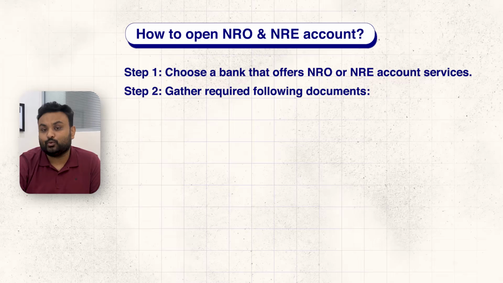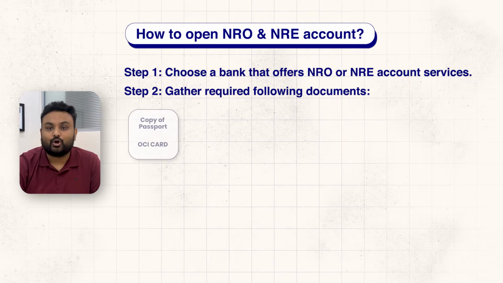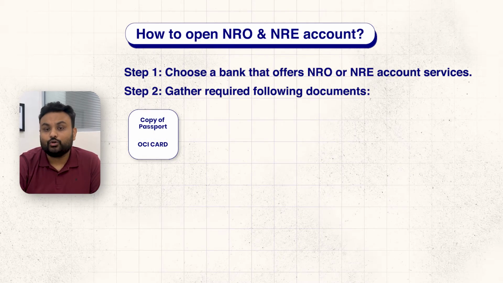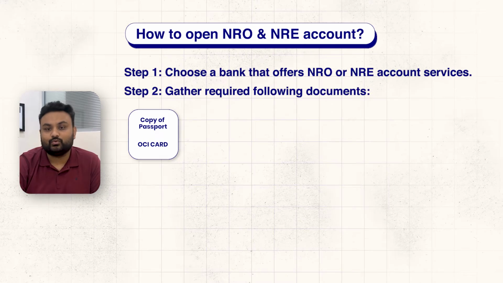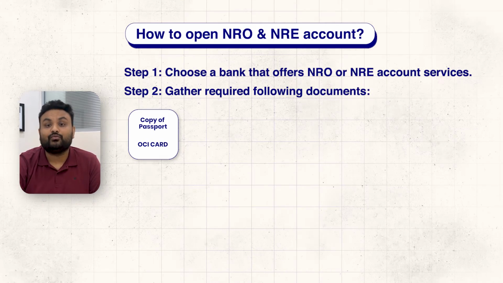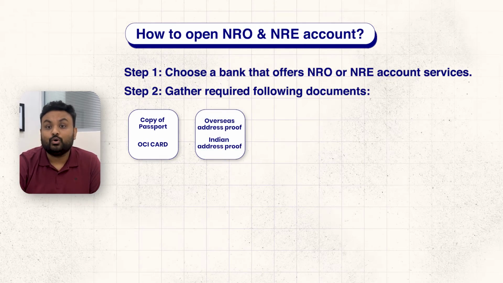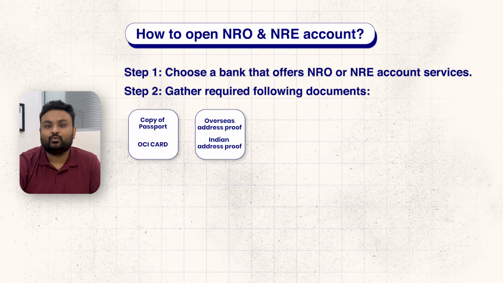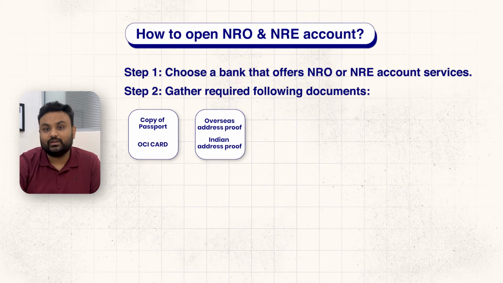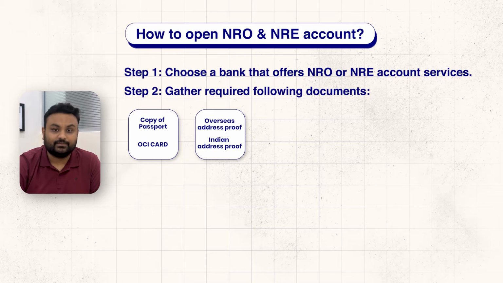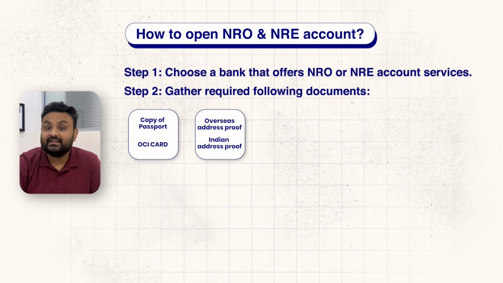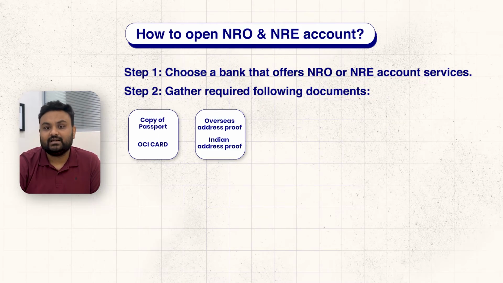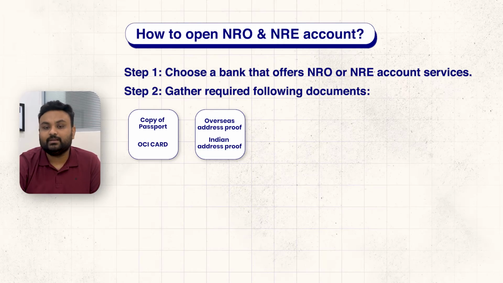Typically, you would need to provide the following documents: Number 1, a copy of your passport, or OCI card in case you are an OCI. This serves as proof of identity. Number 2, overseas address proof like your driving license, utility bill, or residence permit. Along with that, an Indian address proof like your Aadhaar card, voter ID, or utility bill in India.